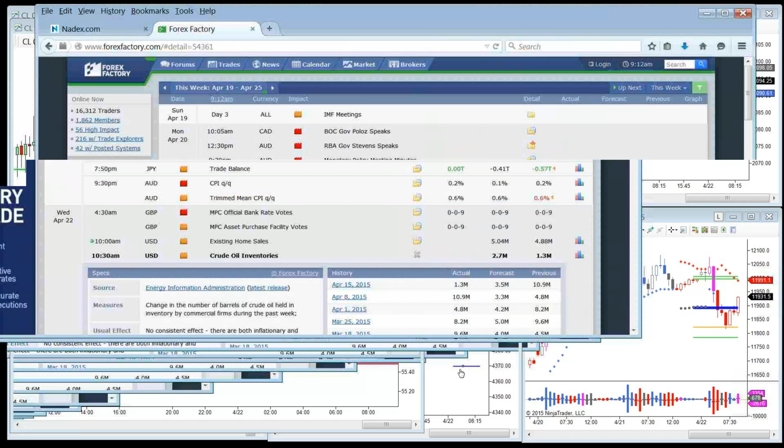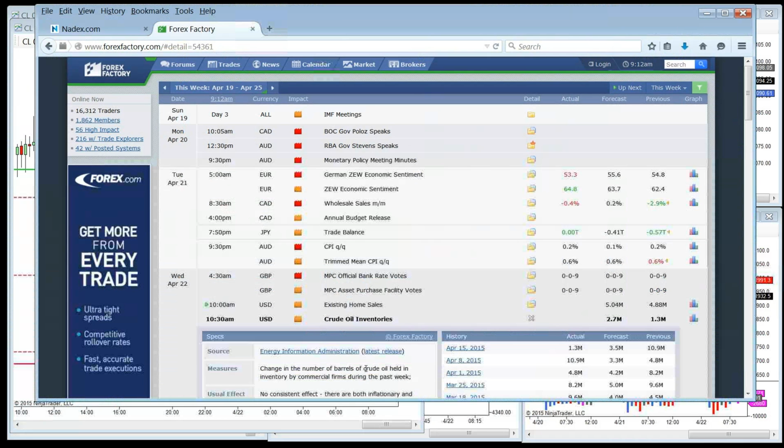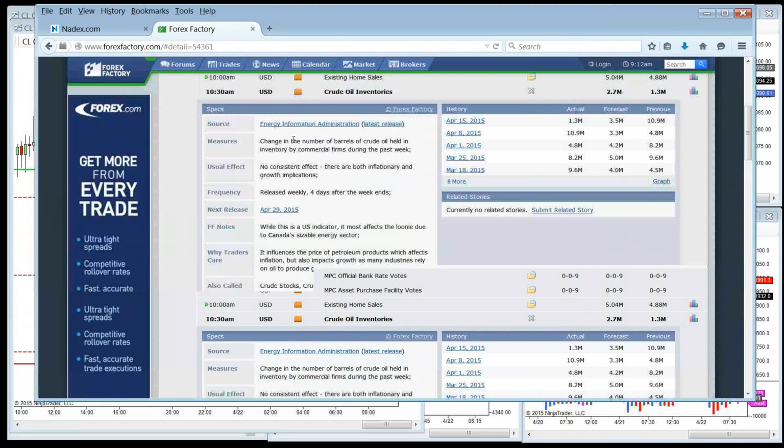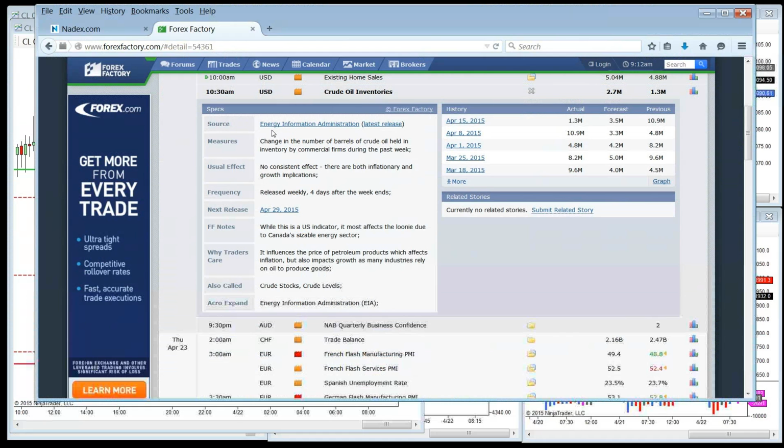If you go to Forex Factory, click on crude oil inventories, it tells you the source for the market report. You can see it's the Energy Information Administration. It tells you all about the report, the effect, when it's released, all that good information.